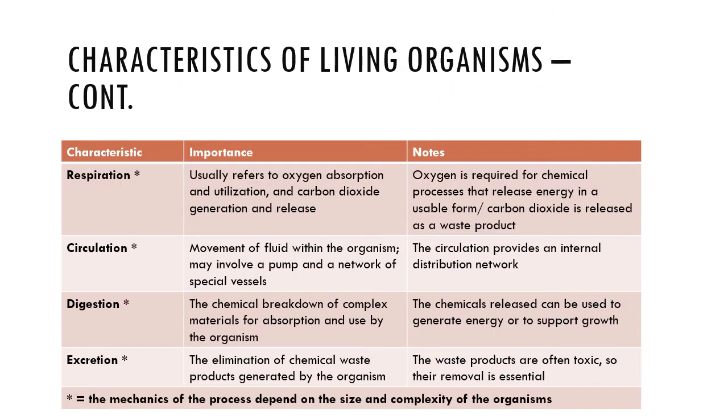Now, these next characteristics of living organisms really depend on the size and the complexity of an organism. For example, a worm versus a frog versus a human: yes, they all have respiration, but the mechanism behind it changes. A worm usually just takes in oxygen through its skin. Frogs do have lungs, but they can also take in oxygen through their skin. Humans only take in oxygen through our lungs. That's what we're talking about, the size and complexity of the organism.